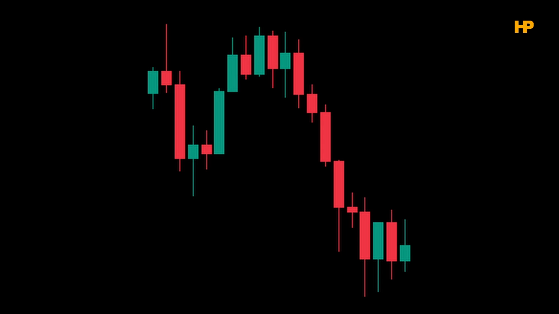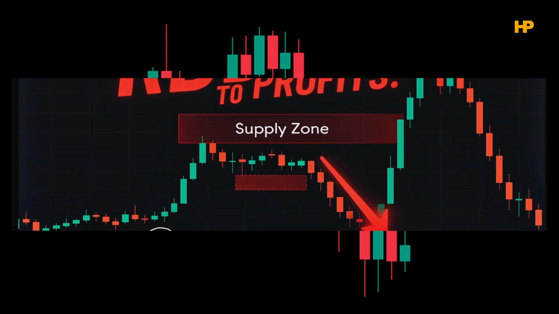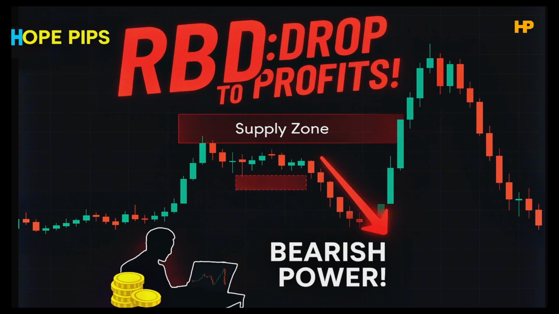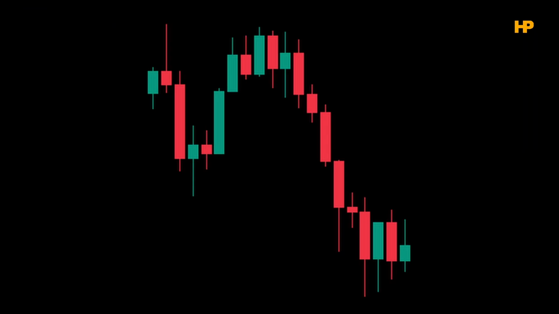Rally-based drop, let's see it in detail. A reversal setup where price rallies, forms a supply zone and drops, signaling bearish institutional activity. If you want the advanced explanation, see our RBD video. This is how to execute it.